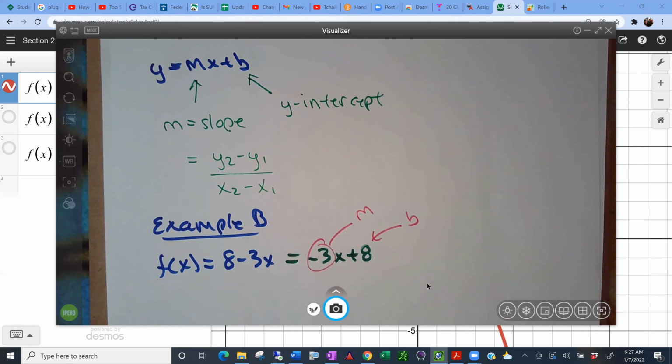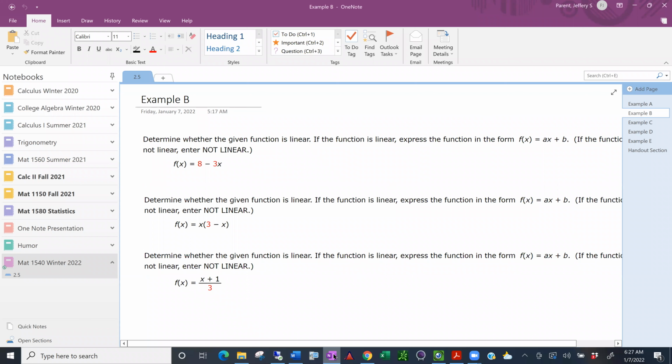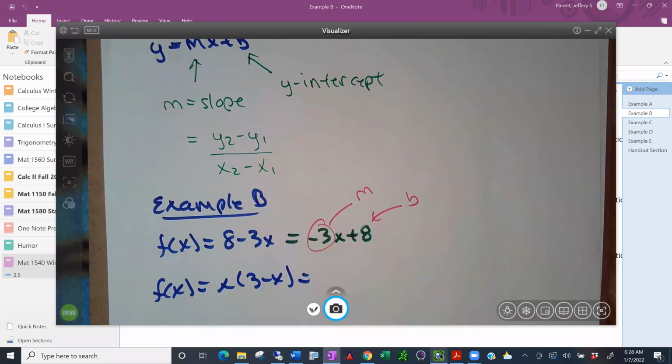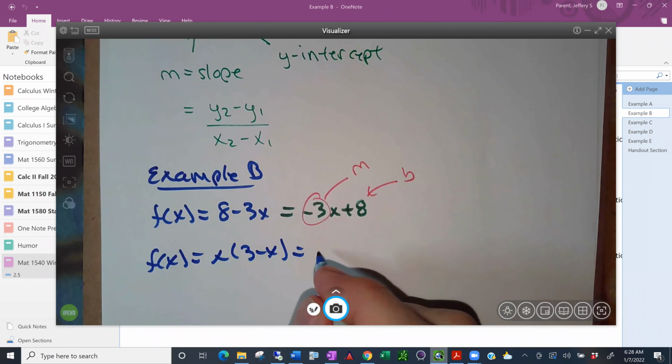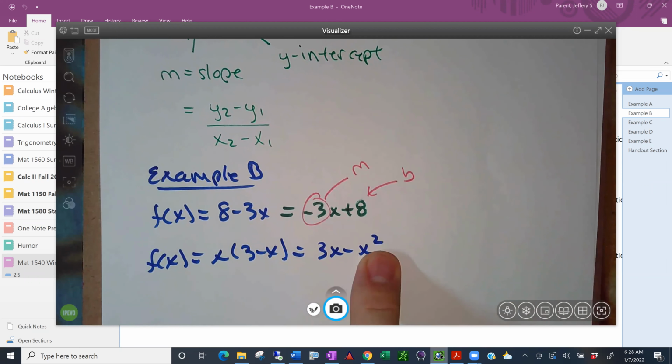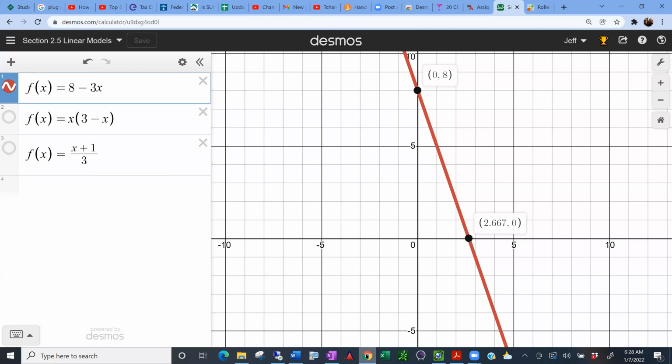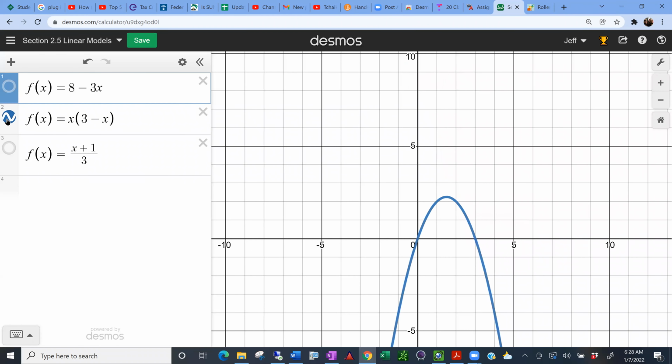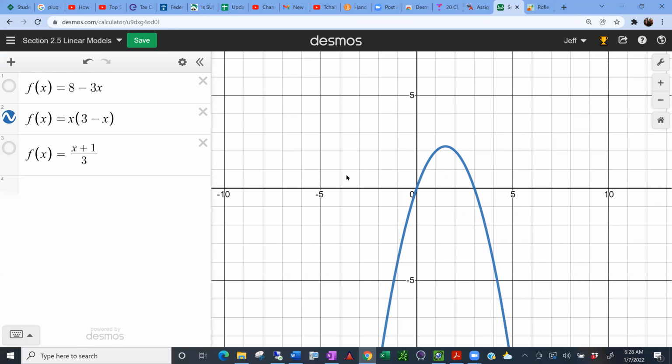Let's take a look at a couple others in this series here. They're all part of example B. The next one is to determine whether or not this function is linear. So f of x in this case is x times 3 minus x. If I distribute that x, I get 3x minus x squared. And once you start seeing an exponent here, something other than a 1, it's no longer a linear model. In fact, this is a quadratic equation, quadratic function, I should say. It's not going to be a nice straight line. So if I shut this off and turn this one on, you see a parabola, which is not a big surprise, I hope.